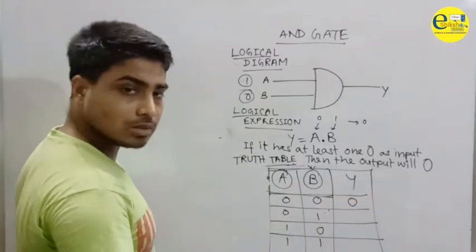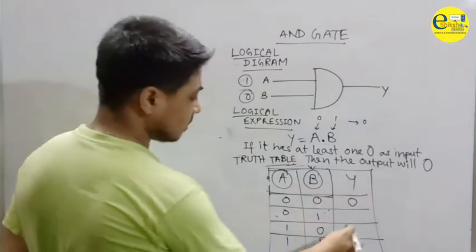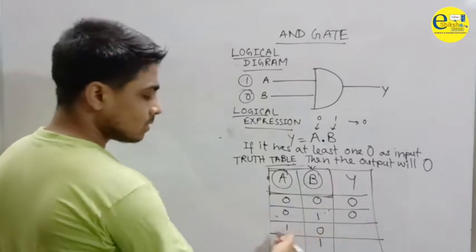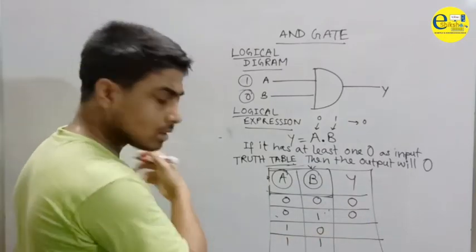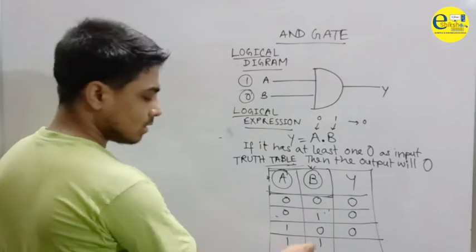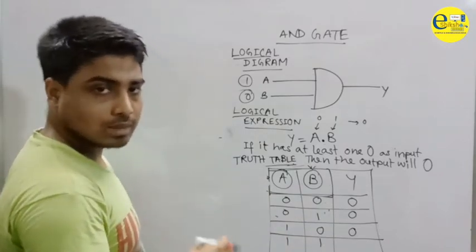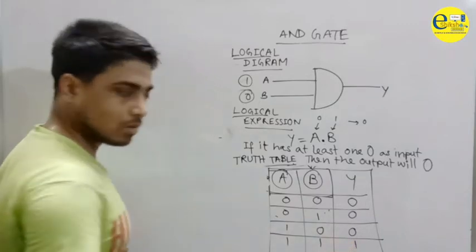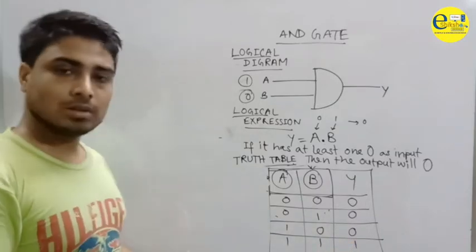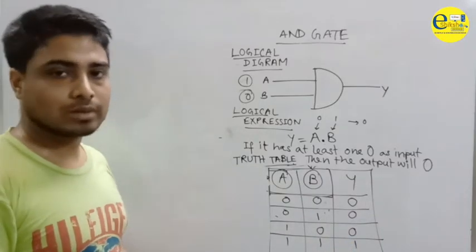It has at least one 0? Yes. That's why the output is 0. It has at least one 0? Yes, it has. That's why it is 0. Does it have any zeros here? No. That's why the output is 1. Okay, I hope you understand. Let's move on to the next gate.